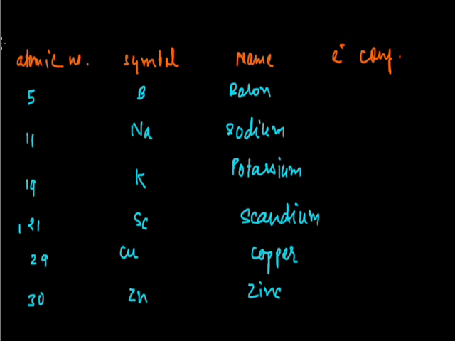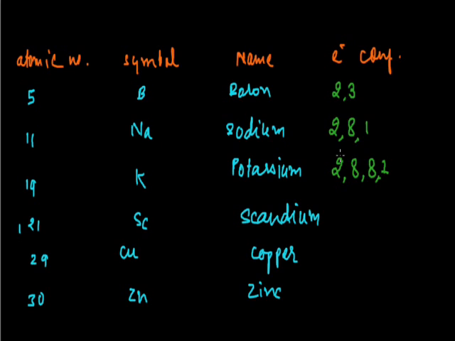Now the electronic configuration of atomic number 5. First of all 2 electrons in the K shell, then 3 electrons in the L shell. So 2 plus 3 gives us 5. For sodium there are 11 electrons, so 2 electrons will be filled in the K shell, 8 electrons in the L shell, and the remaining 1 electron in the M shell. In the case of potassium, 2 electrons in the K shell, 8 electrons in the L shell, again 8 electrons in the M shell, and again 1 electron.